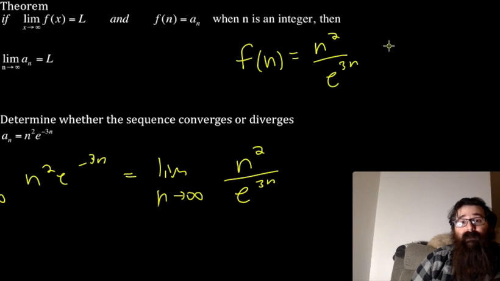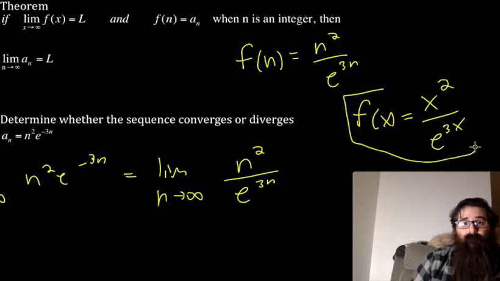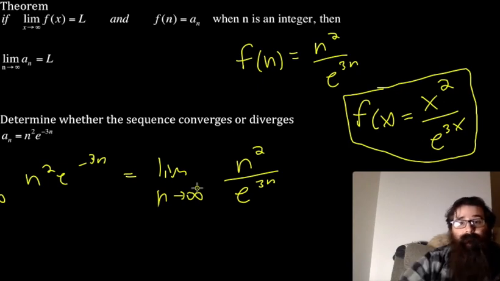And there's no great mystery where that function of x comes from. My function of x, let me know if you can guess what it is. It's x squared divided by e to the 3x. Can you guess where I got it from? I'm just swapping out discrete variable n for continuous variable x. So let's take a look at the limit of what this is doing.